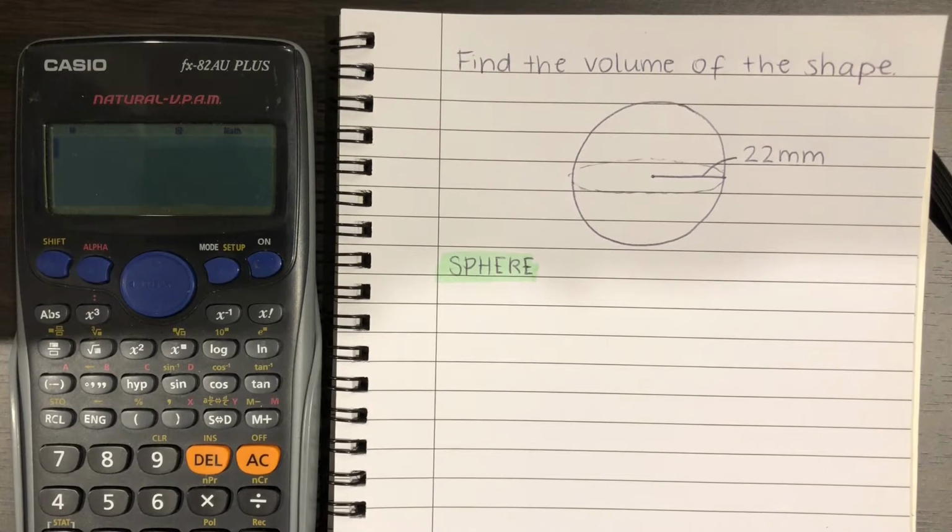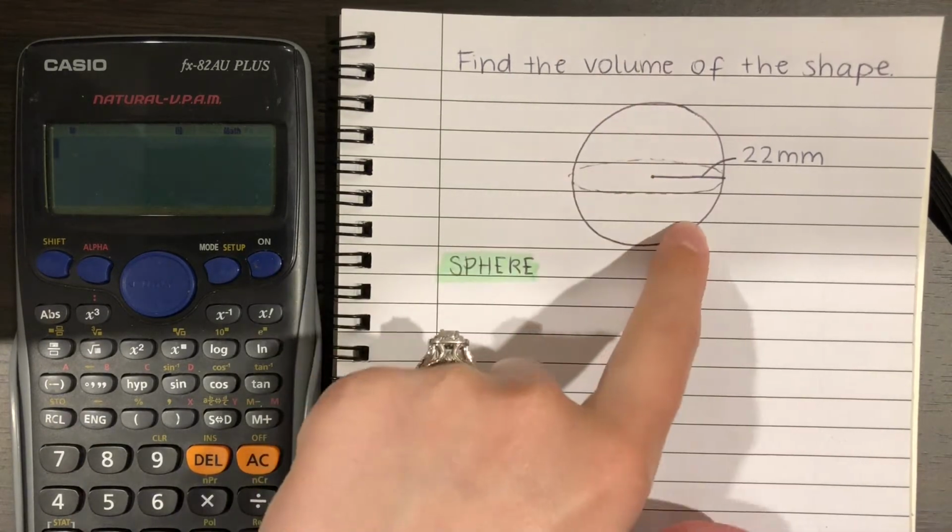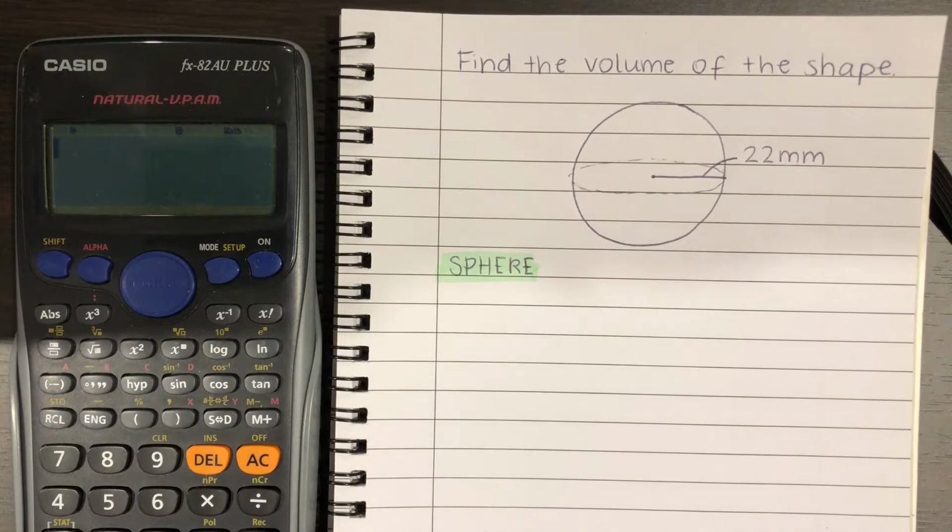Another thing that's a sphere are the planets. So the planet that we live on, Earth, that is a sphere. Okay, so a ball, a 3D circle. Here I've drawn a sphere and we're going to calculate the volume of it. So we're going to write down our formula.